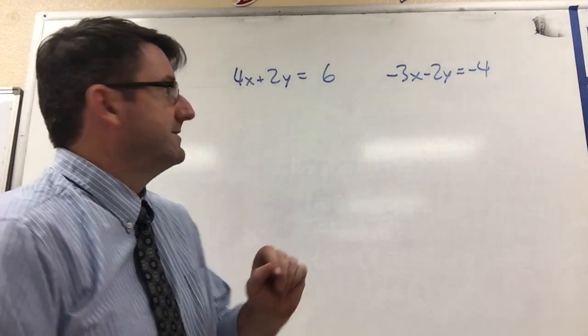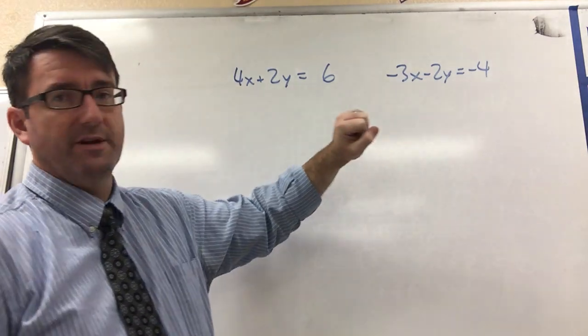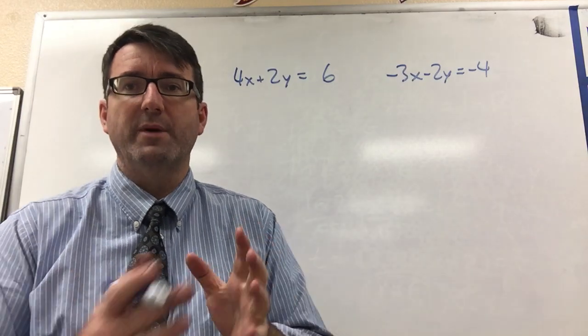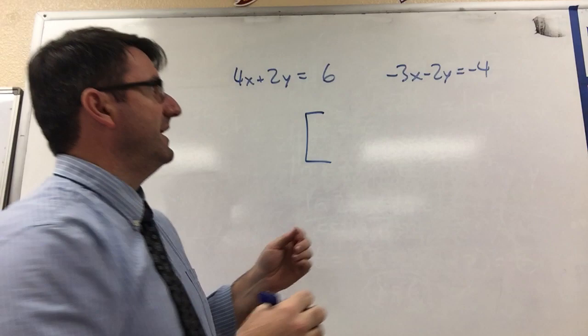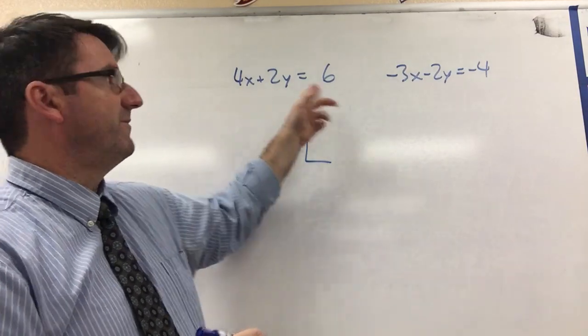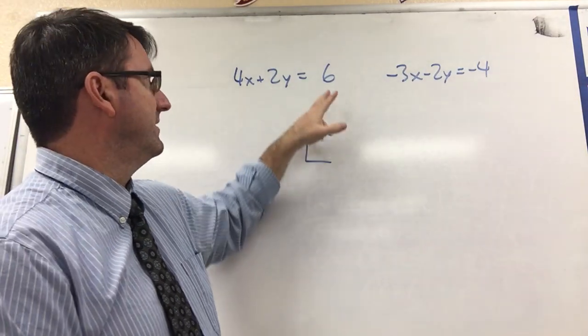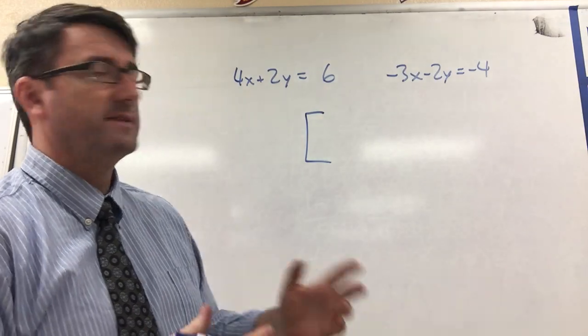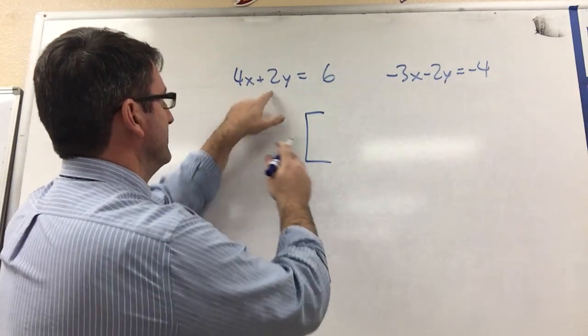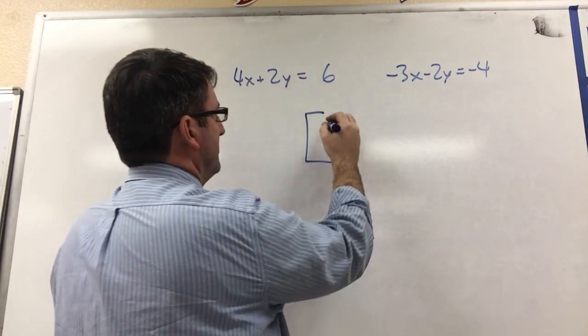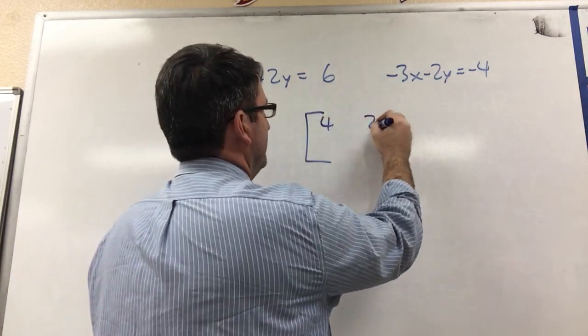Number one asks, what is the augmented matrix for this system? So an augmented matrix is a matrix that combines the coefficients matrix with the constants matrix. And what it ends up being is just the coefficients for this first equation, 4 and then 2.